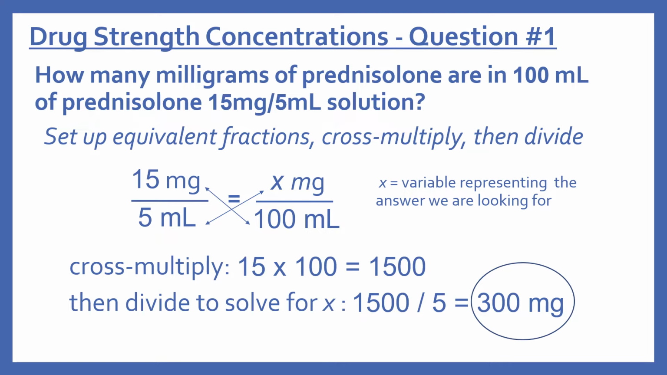Also note here that our numerators, which are the top numbers of the fractions, have to be the same units, and the denominators, the bottom numbers of the fractions, have to be the same units. So we have 15 milligrams and X milligrams on top, and 5 milliliters and 100 milliliters on the bottom. That always has to be set up this way for the equivalent fraction method to work.